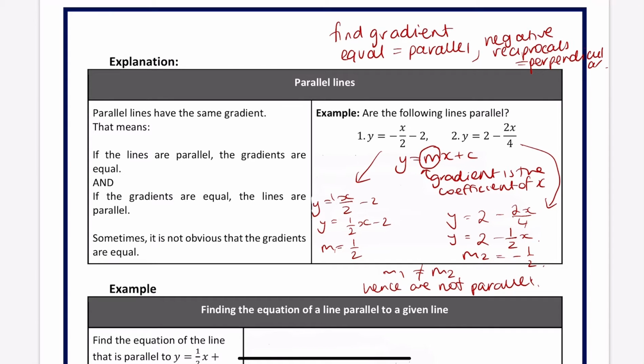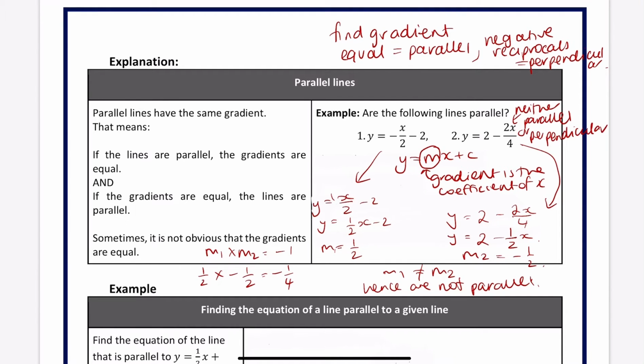Now let's check whether these are perpendicular. So we have our first gradient is 1 over 2. Our second gradient is negative 1 over 2. When we times those two together, that gives us negative 1 over 4. So therefore, it is not a negative reciprocal. Therefore, not perpendicular, because we need the gradients to multiply to negative 1. So these are neither parallel or perpendicular.